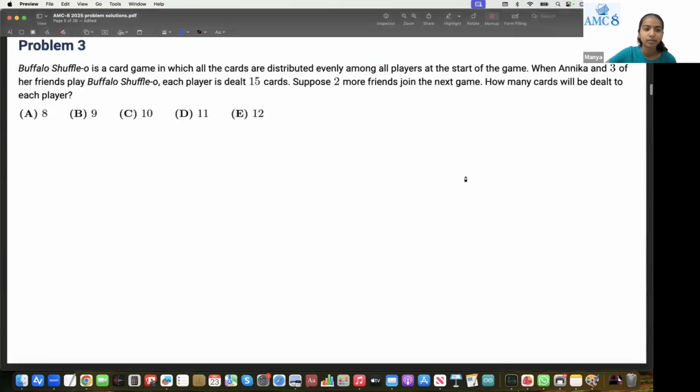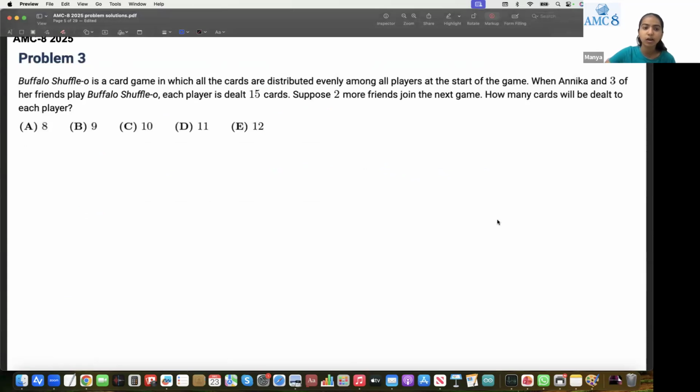Problem number 3. Buffalo Shuffle is a card game in which all cards are distributed evenly among all players at the start of the game. When Anika and 3 of her friends played Buffalo Shuffle, each player is dealt 15 cards. Suppose 2 more friends join the next game. How many cards will be dealt to each player?